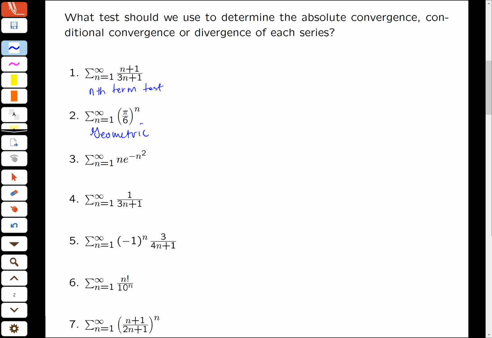I will tell you right now, the ratio test is not going to work on this one. You get a 6 over 1. The root test doesn't work because you have the n down in front. For the root test to work, it has to be everything to the power of n. So that doesn't work. This one's an integral test.